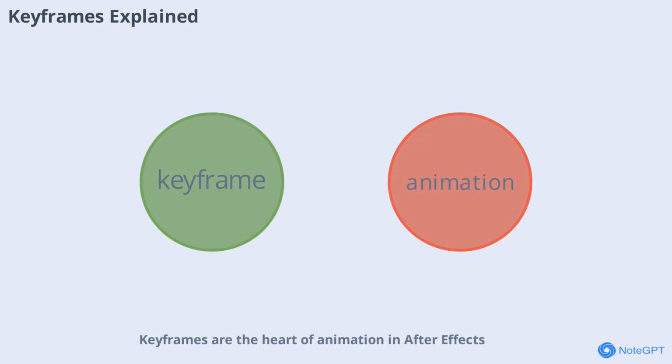Keyframes are the heart of animation in After Effects. They mark the start and end points of any animated property. For example, if your text starts at position x equals 500 at 0 seconds and moves to x equals 1200 at 2 seconds, After Effects automatically animates the movement between those points. This concept applies to any property: scale, rotation, opacity, and more. Mastering keyframes unlocks endless creative possibility.